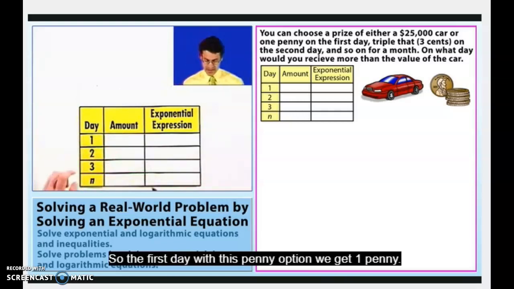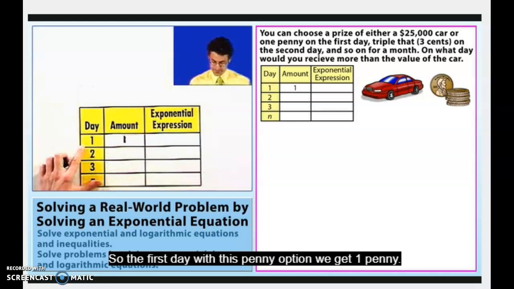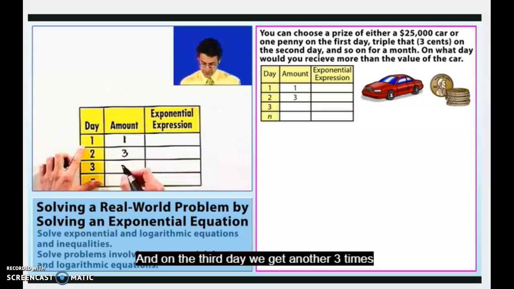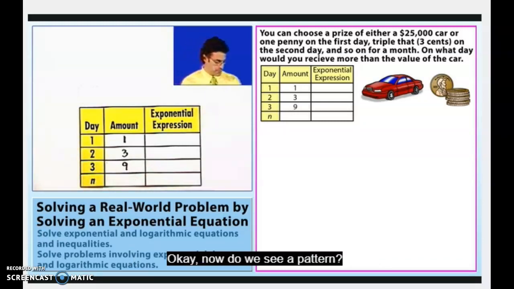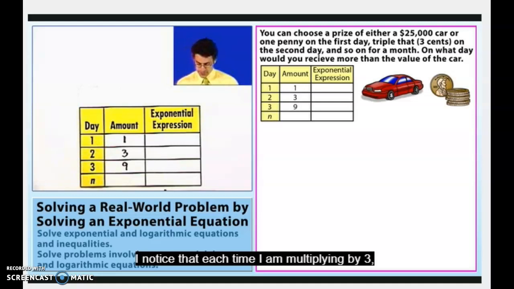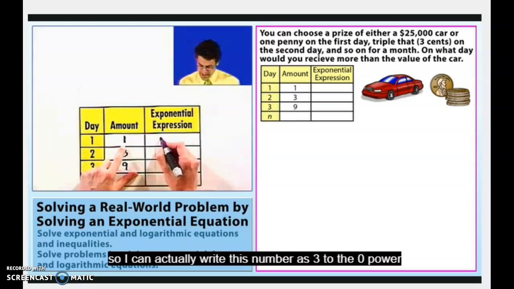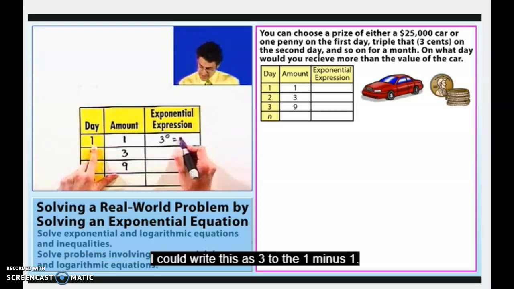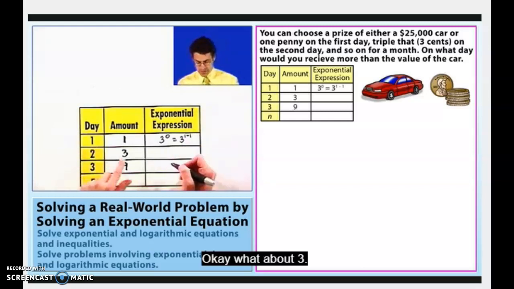So the first day, with this penny option, we get 1 penny. The next day, we get 3 pennies. And on the third day, we get another 3 times what we previously got, which would be 9 pennies. Okay, now, do we see a pattern? Well, let's think about it. I notice that each time I'm multiplying by 3. So I can actually write this number as 3 to the 0 power, which if I want to write that sort of in sympathy with the fact that we're at day 1, I could write this as 3 to the 1 minus 1.